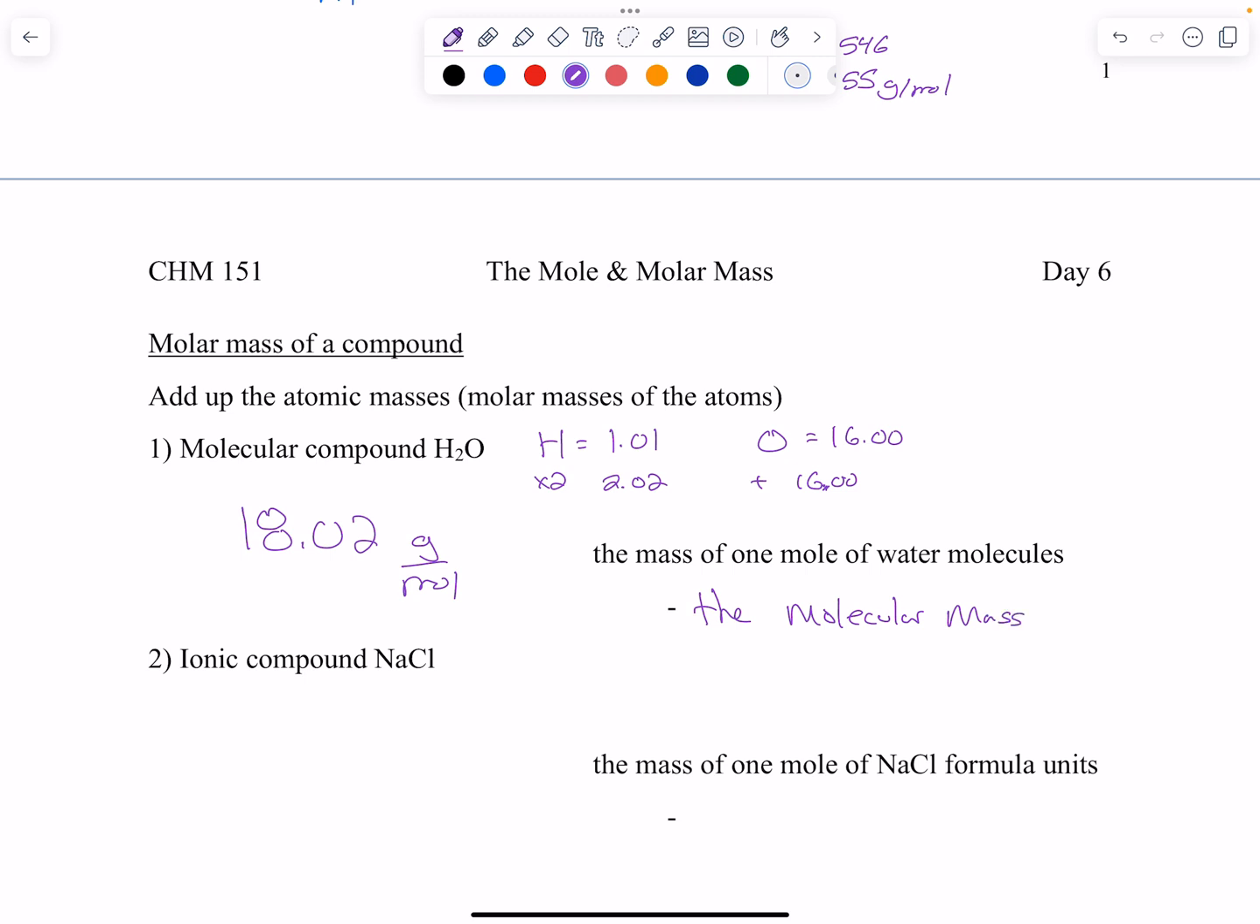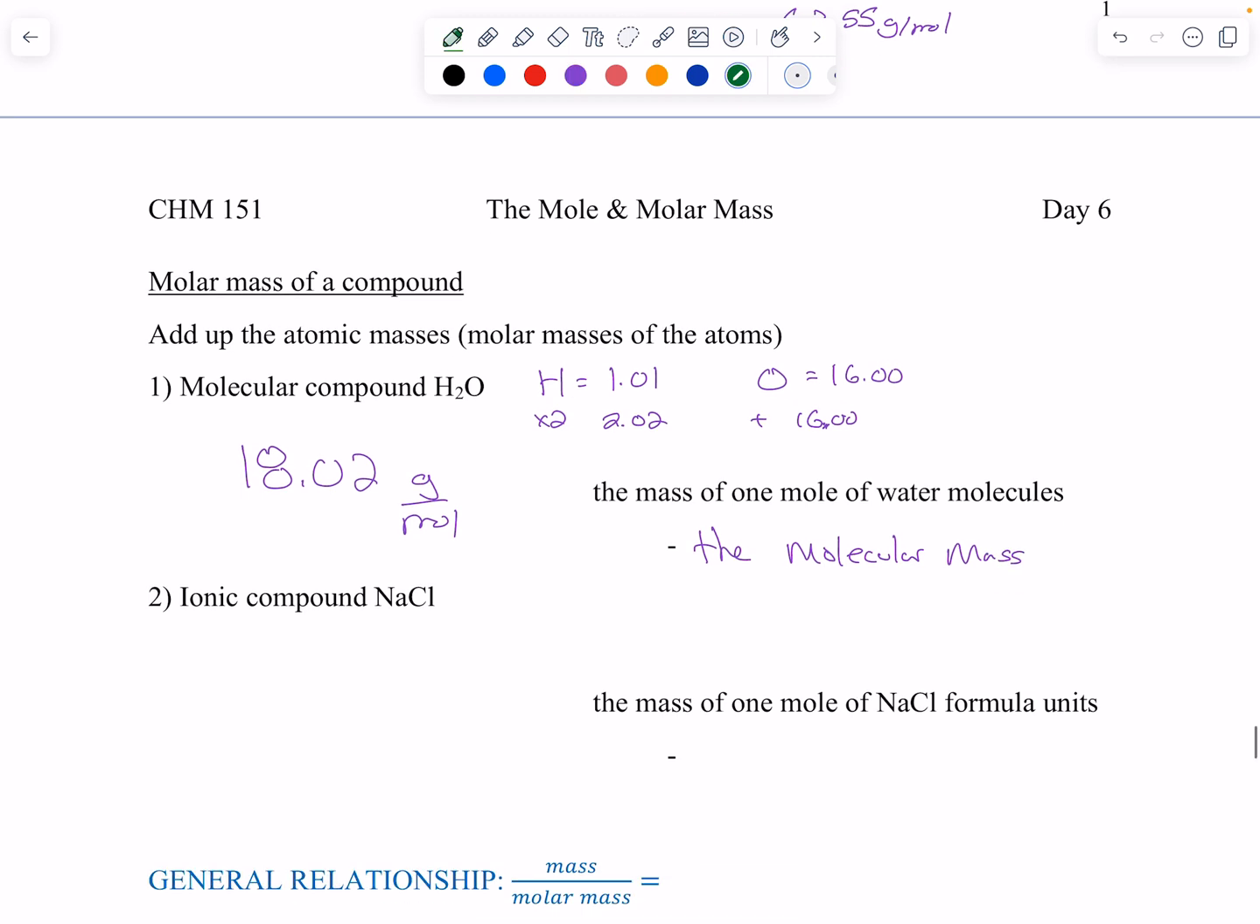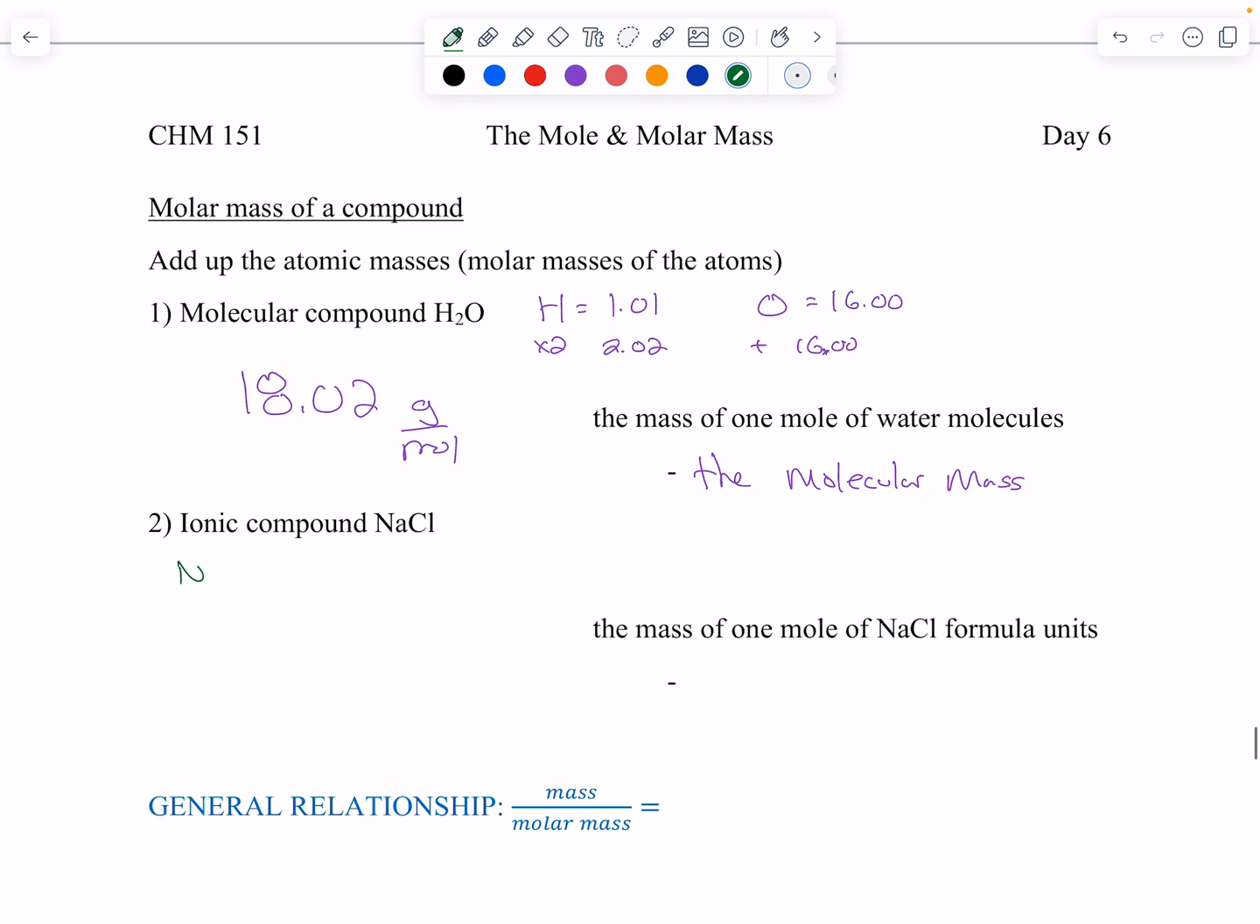Now, an ionic compound, NaCl. Na is 22.99. Cl is 35.45. Add those up, I get 58.44 grams per mole, which is the formula mass.